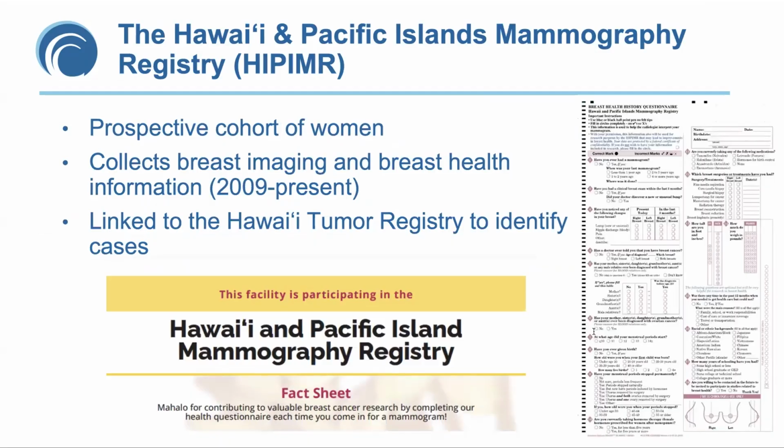Our data comes from the Hawaii and Pacific Islands Mammography Registry, or let's call it HIPMR. It's a prospective cohort of women, and it collects breast imaging and breast health information. It's also linked to the Hawaii Tumor Registry to identify cases. And as you see on the right, this is our fact sheet, which is like an informational pamphlet, but also has a questionnaire on there.